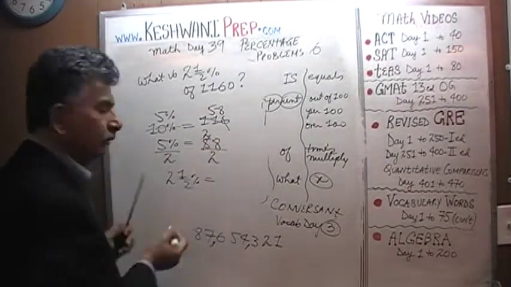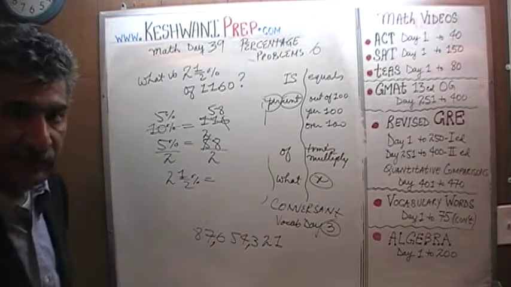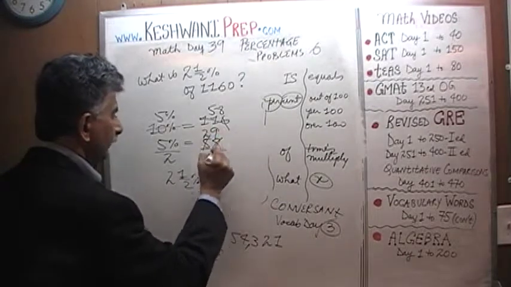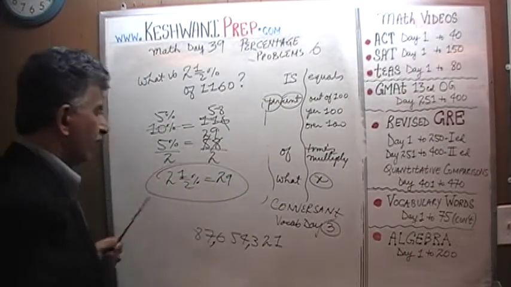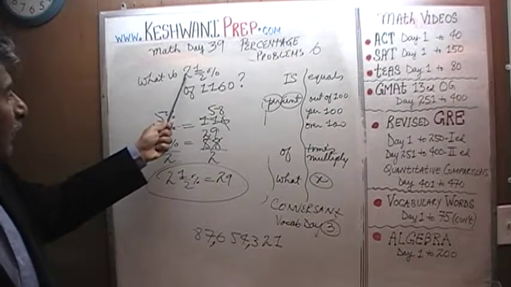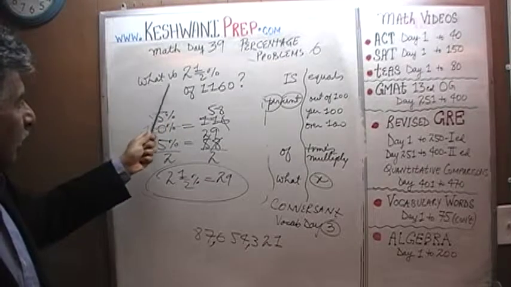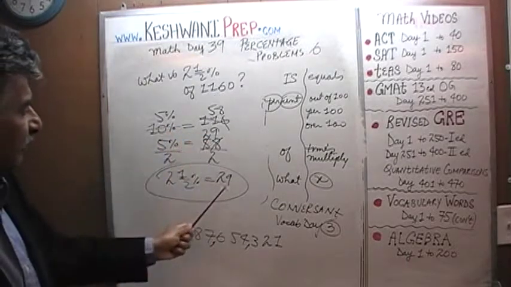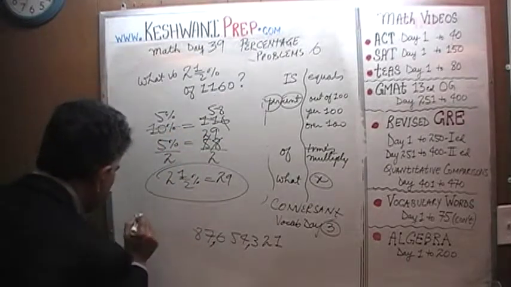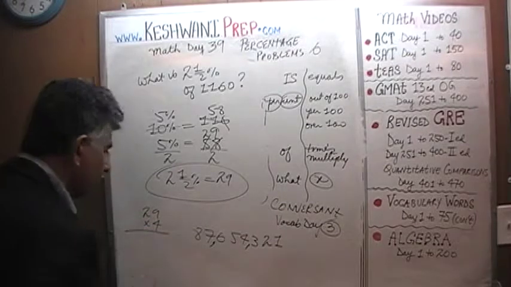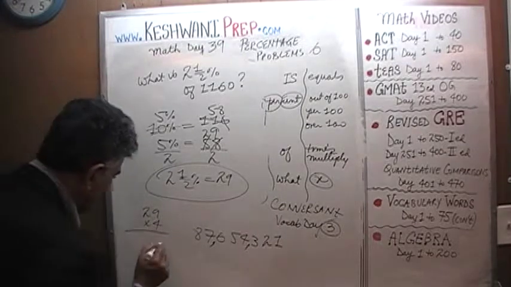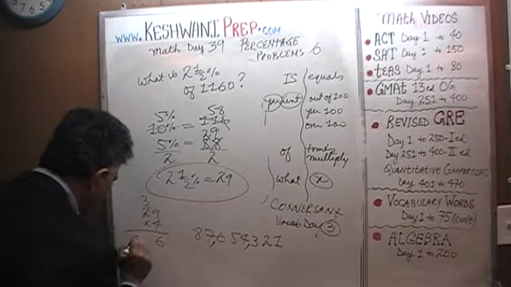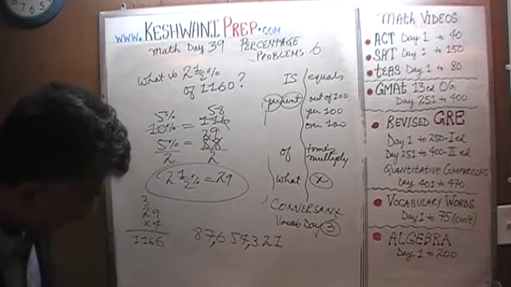5 has 2 2's, the remaining one goes and joins the 8, becomes 18. 18 has 9 2's. The answer is 29. 2.5% of 1,160 is 29. Why? Because 29 times 4, let's see what it is. 9 4's are 36, carry 3. 4 2's are 8 plus 3 is 11. You see? 8 2's are 11.